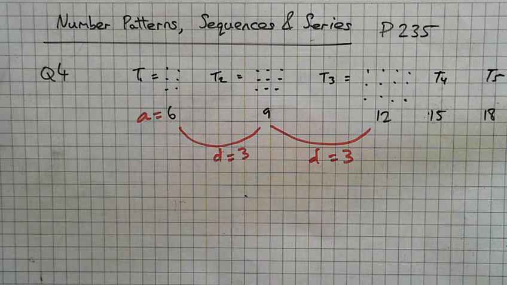How many dots are there in T8? 27. The 8th term. 27. Alright, how did you get that? I just went up in threes. You went up in threes. Alright, yeah, you can just add it on. You can continue to add it on.